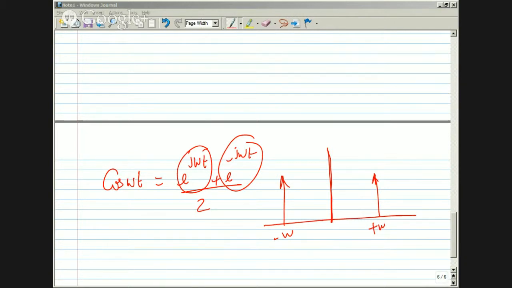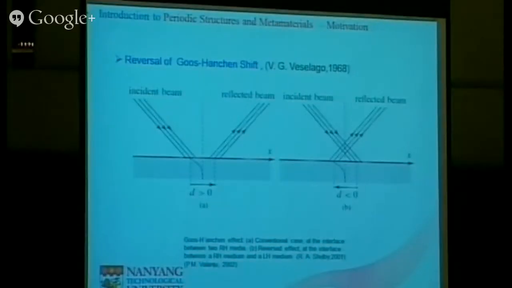Another one was the Goos-Hänchen shift. Whenever you have a signal interacting with a boundary and getting reflected, you get a small reflection phase shift which has been observed. That's called the Goos-Hänchen phase shift. So for normal media, normal dielectrics, epsilon 1, epsilon 2, when you have an incident signal and it gets reflected, you get a positive phase shift. What happens when it has a negative medium?